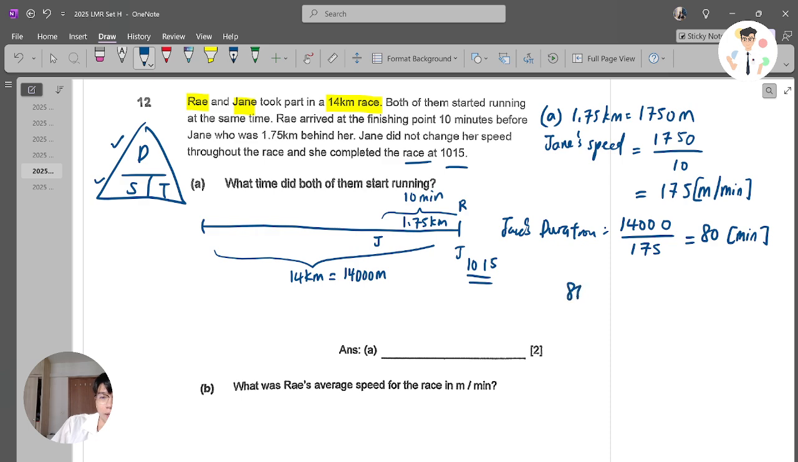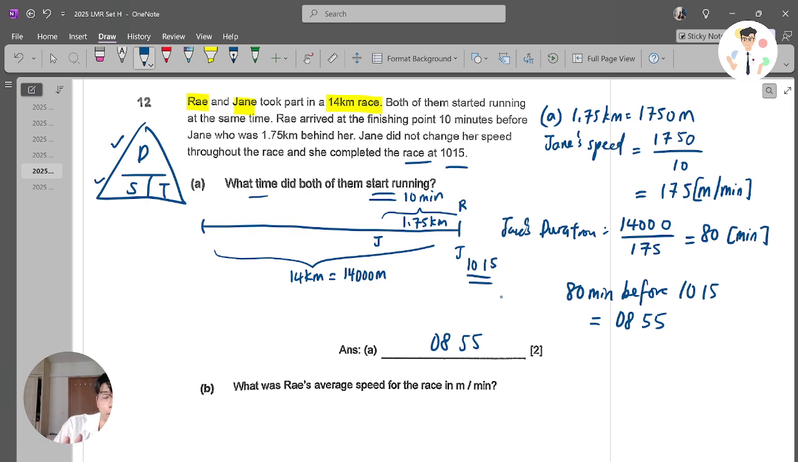So how about 80 minutes before 10:15? This is the time that started, right? If you just count 80 minutes, which is 1 hour and 20 minutes before 10:15, that should give you 8:55. Means that what time did they start? 8:55.